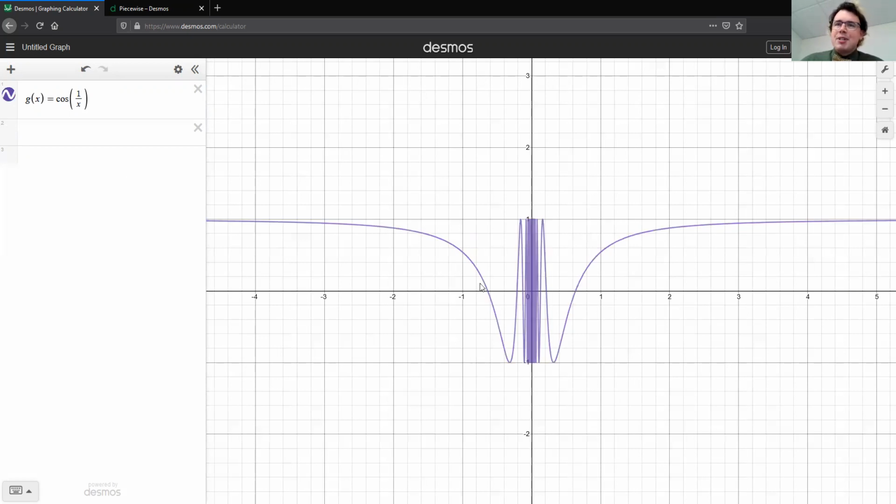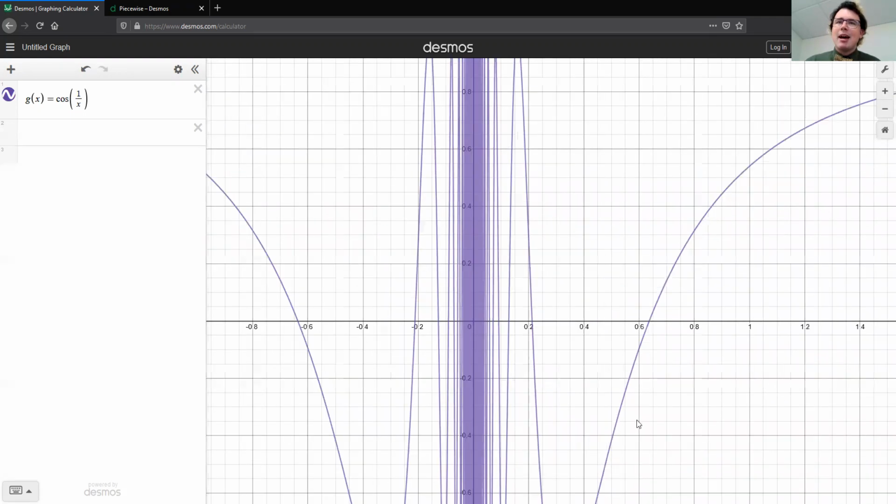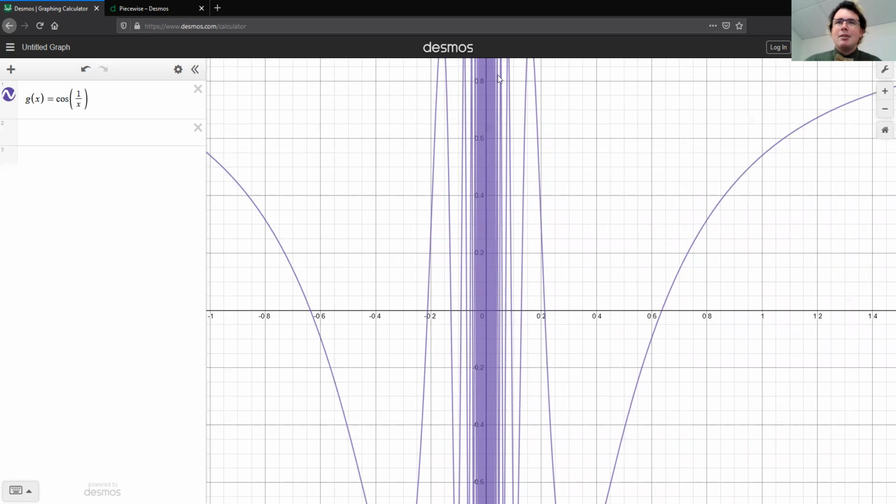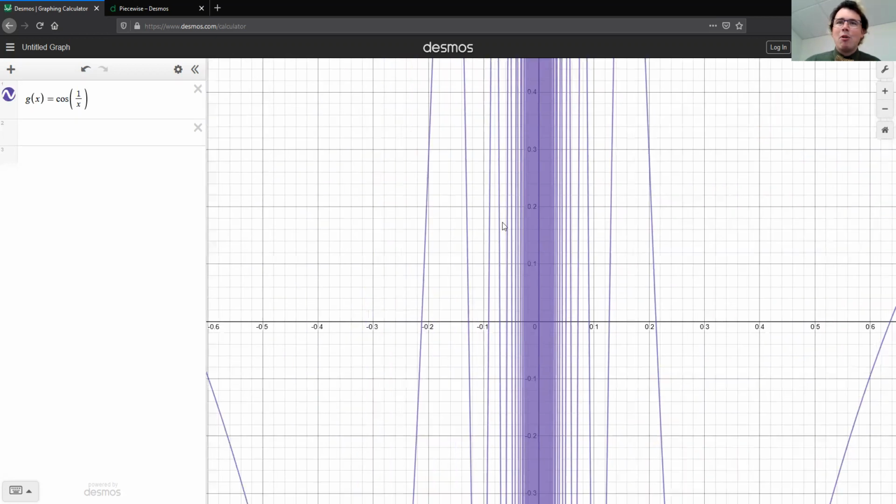So Desmos is actually struggling a bit to graph this properly. As I get closer and closer and closer to x equals 0, 1 divided by x is going to get bigger and bigger and bigger, right? First it'll be bigger than 1, then bigger than 2, then bigger than 3, then bigger than 4, and so on. And I've got to stuff all of those waves that the cosine function makes into this tiny little space. Maybe I can zoom in a bit to make that more obvious, but no matter how far I zoom in, there's just more and more of these waves stacked up on top of each other.